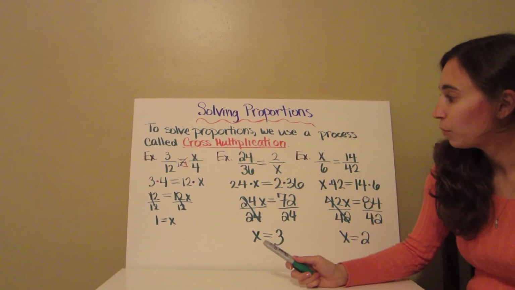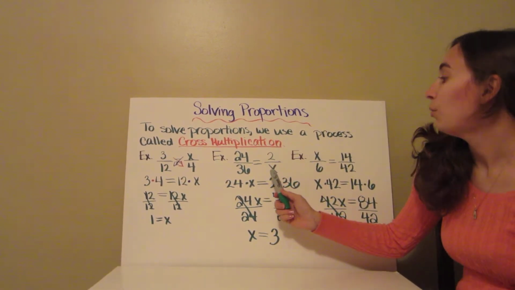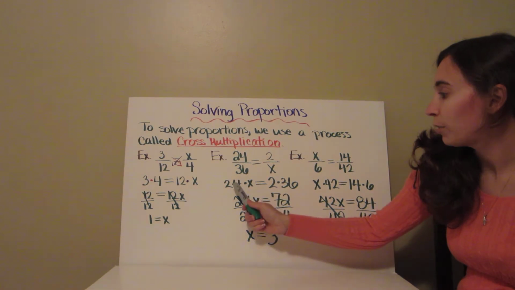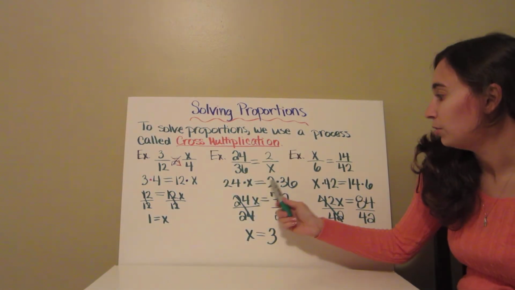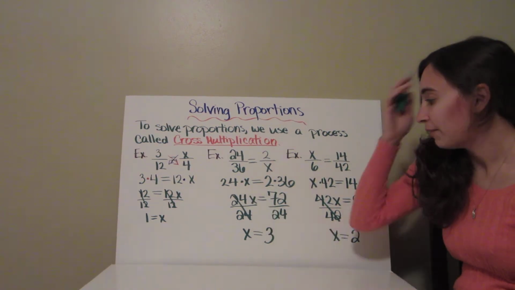Second example, 24 over 36 is equal to 2 over x. We can do the cross multiplication. 24 times x is equal to 2 times 36. 24x is equal to 72.